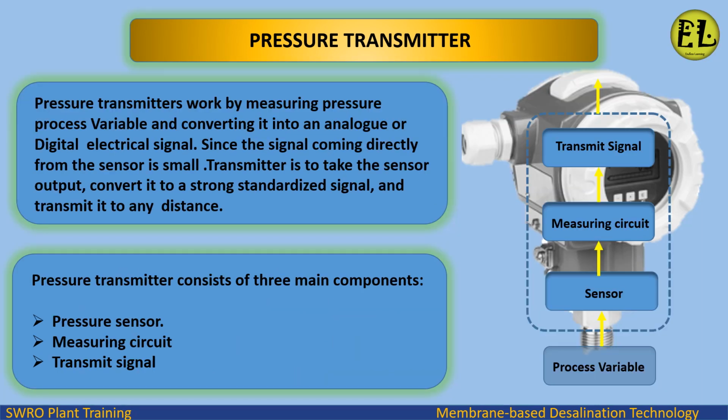Pressure transmitters work by measuring a pressure process variable and converting it into an analog or digital electrical signal. Since the signal coming directly from the sensor is small, the job of the transmitter is to take the sensor output, convert it to a strong standardized signal, and transmit it to any distance. A pressure transmitter consists of 3 main components: pressure sensor, measuring circuit, and transmit signal.